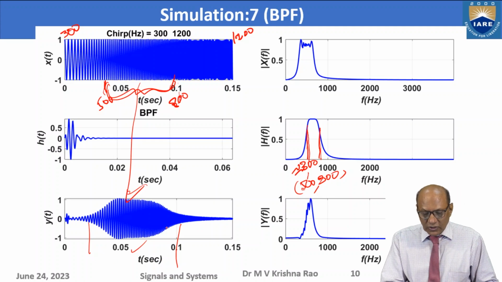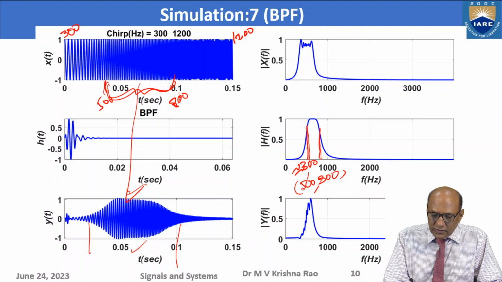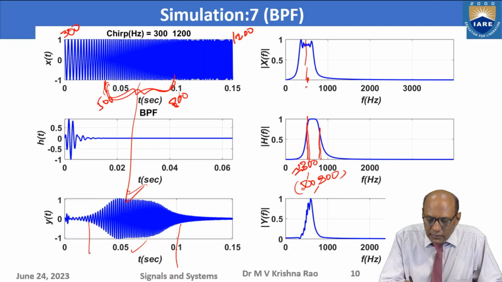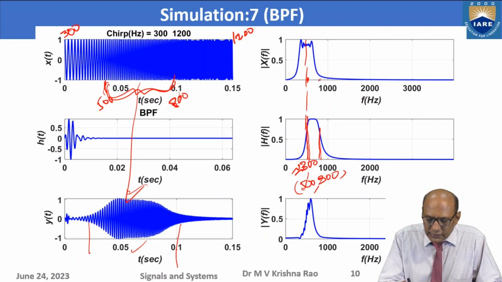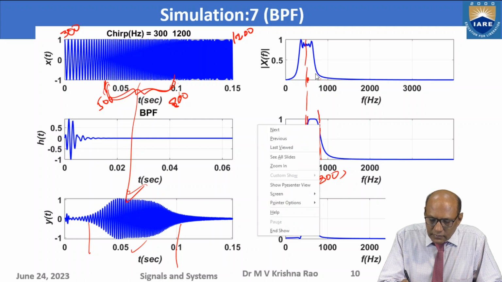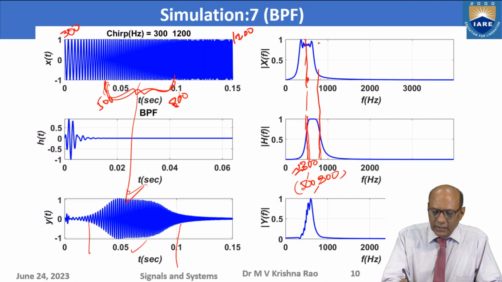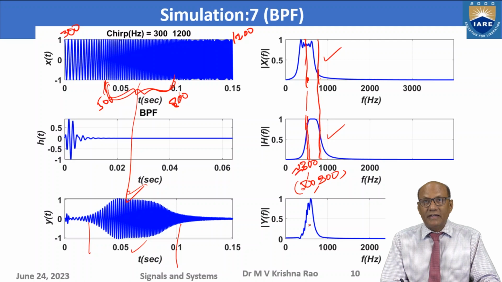And what about the frequency domain? You are multiplying these two. This is your first one at 500, something like this, and the second one is at 800, something like this. So basically, this portion is multiplied by this portion, and this one by this one, and I get this.